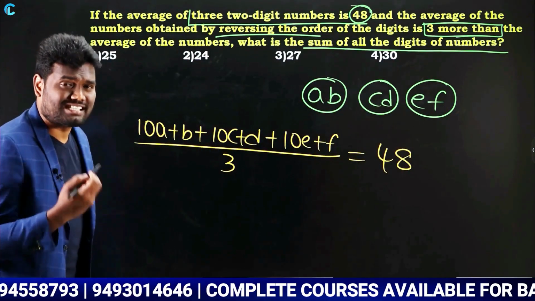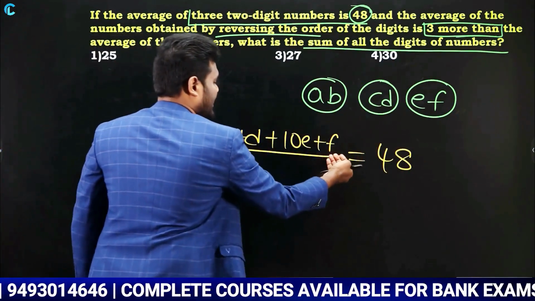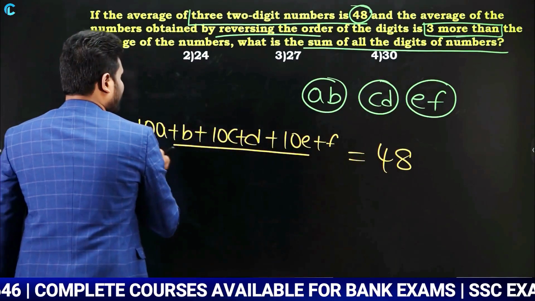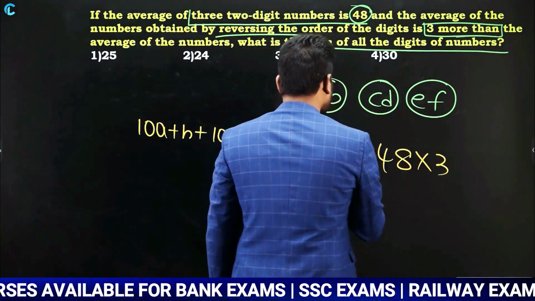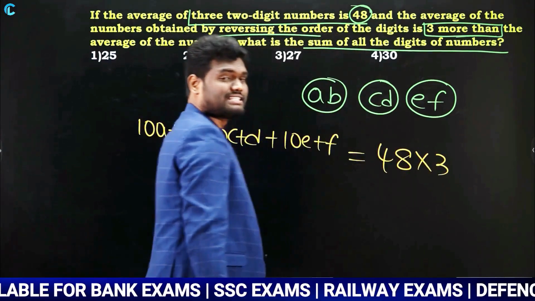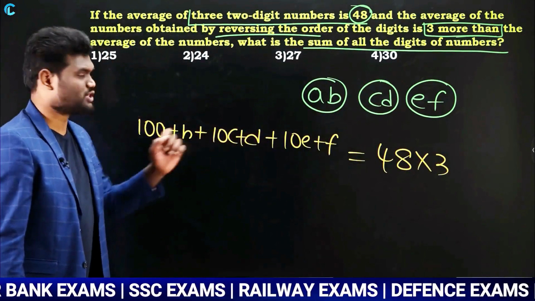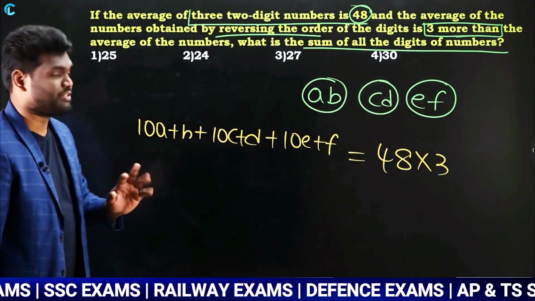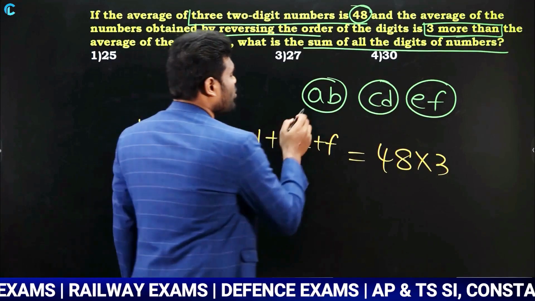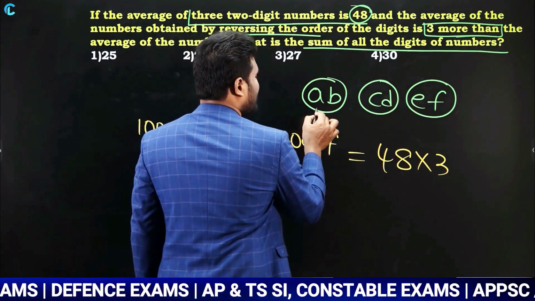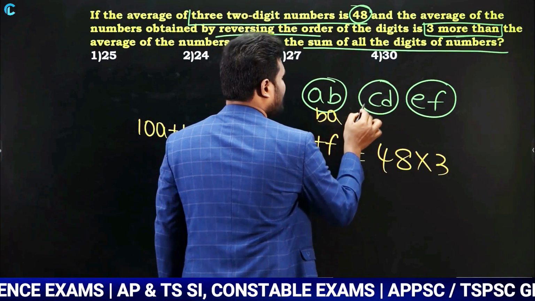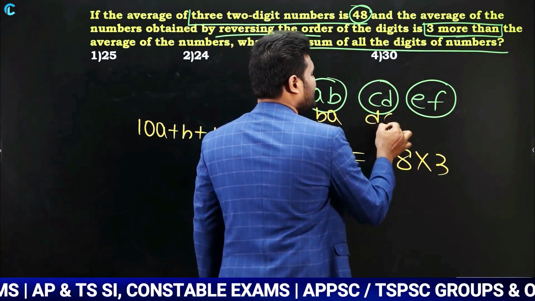If I need to calculate the sum, I just multiply it by 3. So the sum of these 3 numbers is going to be 48 into 3. Now what is the question saying? If we interchange the digits, AB should be written as BA. Similarly, CD is written as DC.